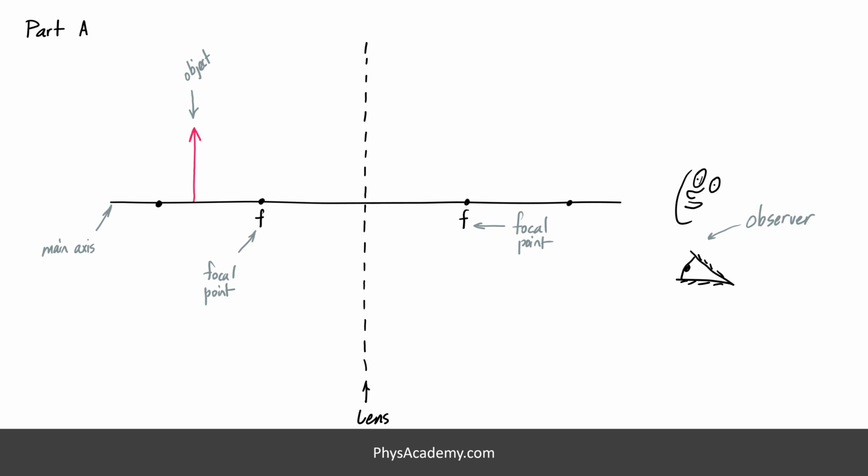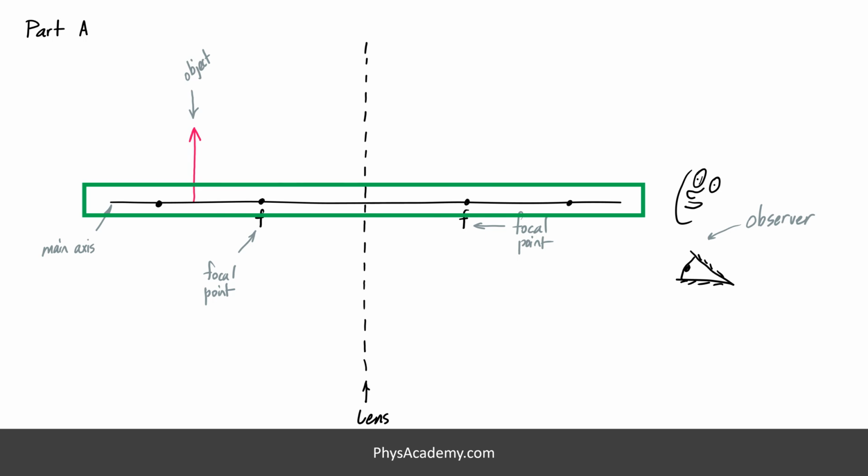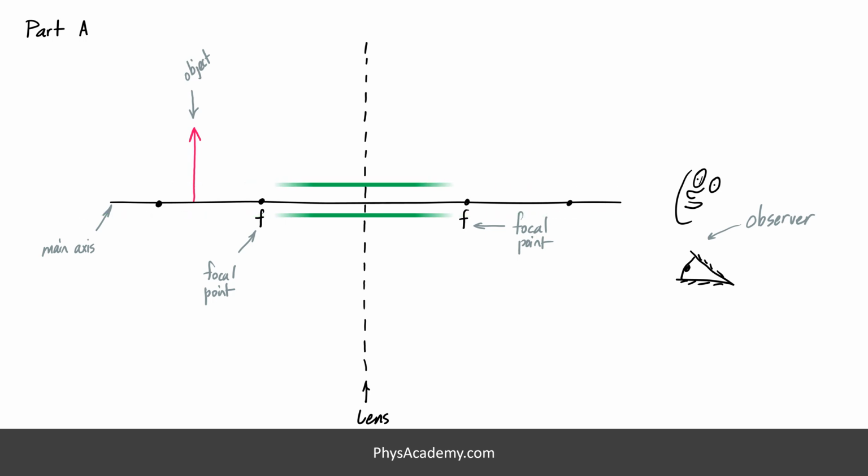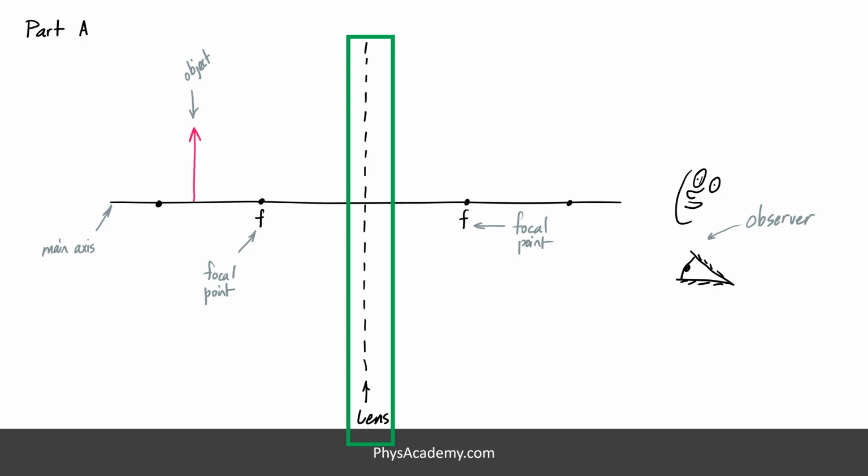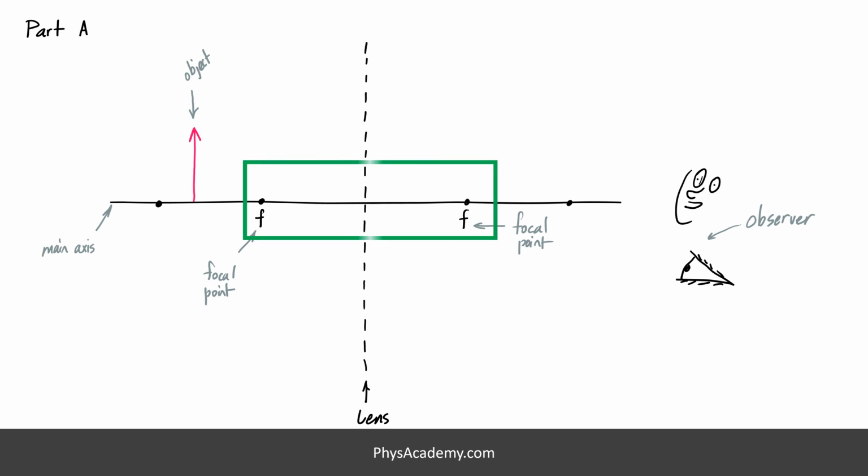First, I start by sketching the main components of the ray diagram. The main axis is a straight line that goes through the middle of the thin lens. Then, sketch the lens like a straight line perpendicular to the main axis. The focal points are on both sides of the thin lens, and their distance to the lens has to be the same. So try to be as accurate as possible.